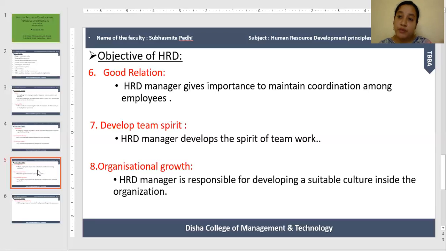So for the survival and growth of the organization, it has to develop its human resource, because with the help of human resource, it can achieve its objective. HRD doesn't focus only on developing the skills, knowledge, and abilities of human resource. At the same time, it gives importance to organizational culture. It gives importance to developing the organization also. Why does it give importance to developing the organization? Because, no doubt, it gives importance to improving the performance, skills, knowledge, and capabilities of human resource.